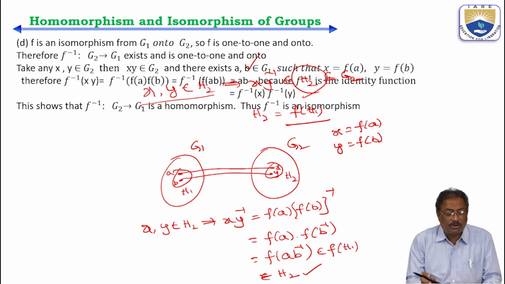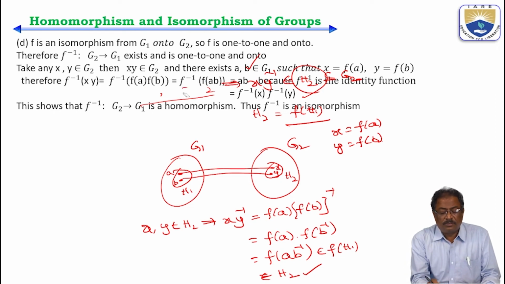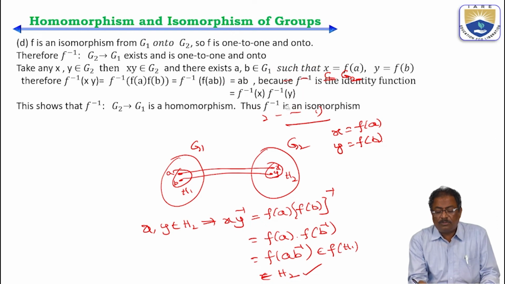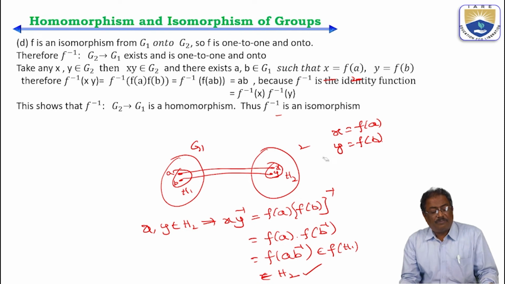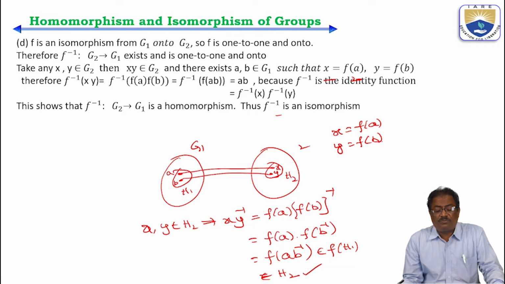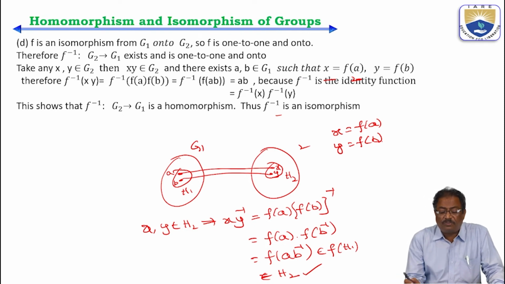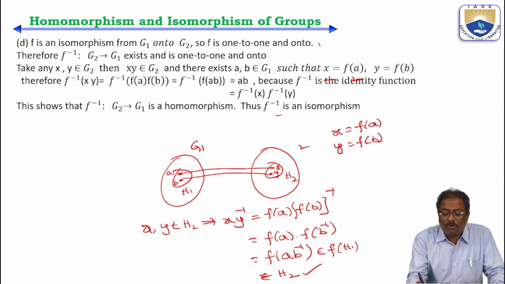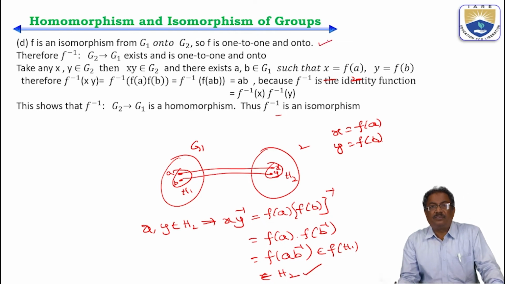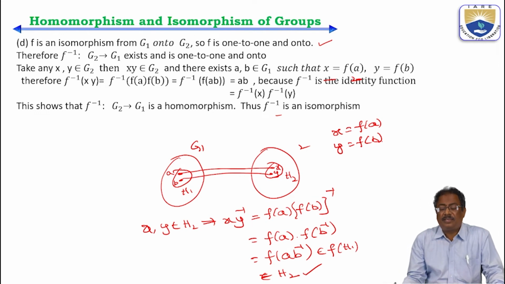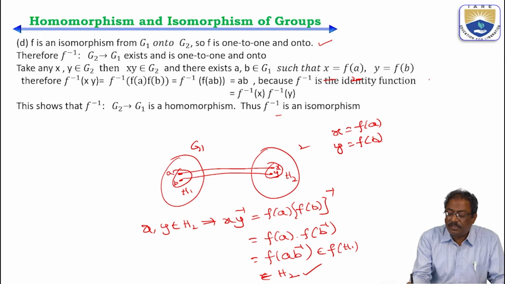Now let us go for the other one, the last one. F is an isomorphism from G1 to G2. So F is one-one and onto. Now we have to prove that F inverse is also an isomorphism. It is given that F is an isomorphism.